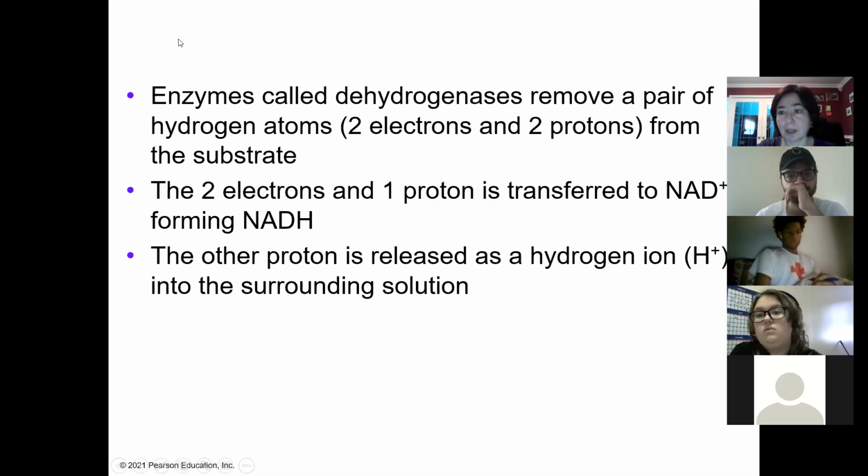Now, it doesn't do it on its own. There are enzymes called dehydrogenases, right? Dehydrogenases can remove a pair of atoms, along with the electrons and protons, from the substrate and then transfer them to NAD+. Okay. And usually when it's transferred to NAD+, it turns to NADH plus another hydrogen ion.